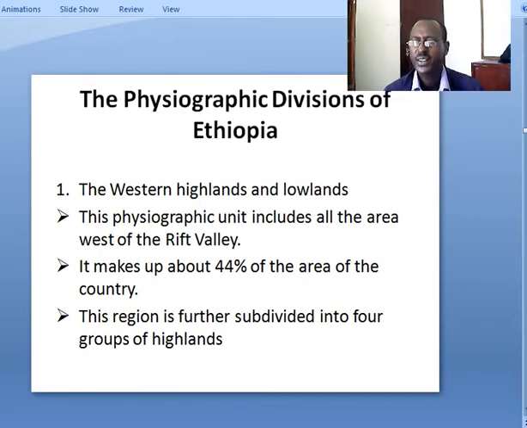The physiographic division of Ethiopia could be seen as follows. 1. The Western Highlands and Lowlands. This physiographic unit includes all area west of the Rift Valley. It makes up about 44% of the area of the country. This region is further subdivided into 4 groups of highlands, meaning the Western Highlands and Lowlands could be divided into 4 groups of highlands.